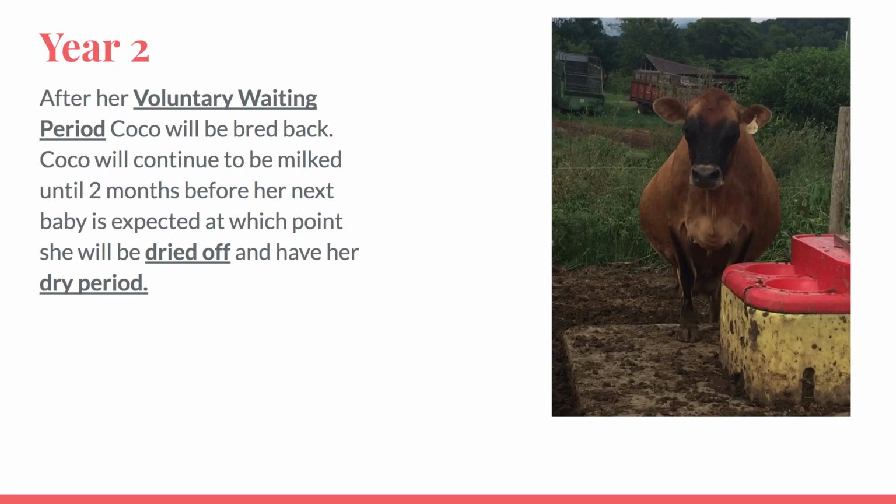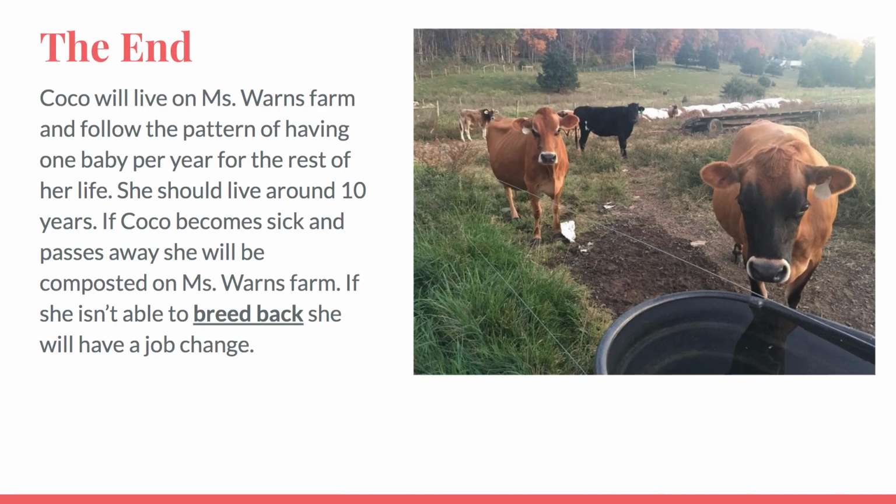So year 2, here's one of our cows, Ava. As you can tell, she's very, very pregnant right now. Look at how big she is, bless her heart. So guys, after her voluntary waiting period, so after Coco has her baby, she gets about 2 months off before we breed her back. She will then produce milk for around 300 days, and then we are going to dry her off, and she will have her dry period.